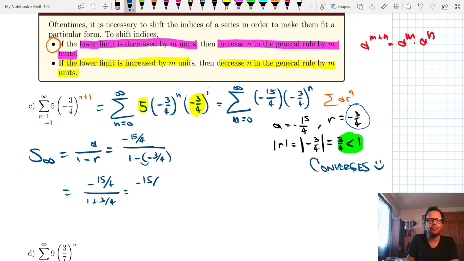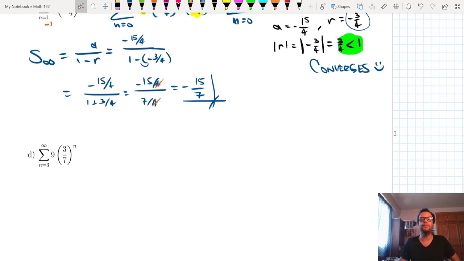Negative 15/4 over 7/4, in which case the 4s can cancel, and the actual sum is negative 15/7. Yes, we could get a negative sum. Yes, it is possible. So it converges, and the sum is negative 15/7.